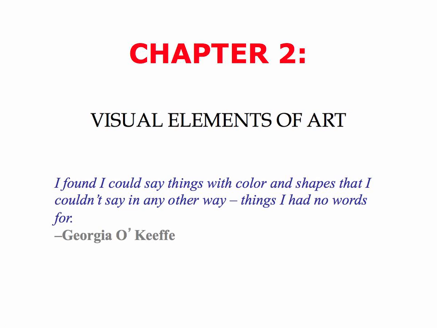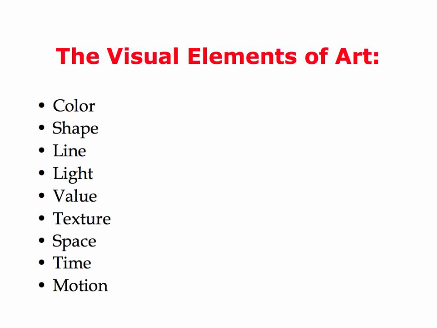Alright, hello, folks. This week we will be looking at the visual elements of art. What are the visual elements of art? Well, they are color, shape, line, light, value, texture, space, time, and motion.